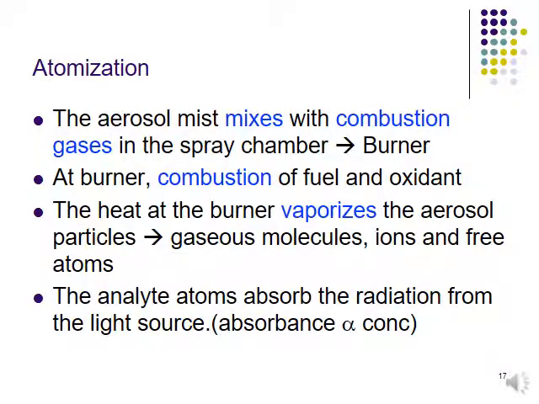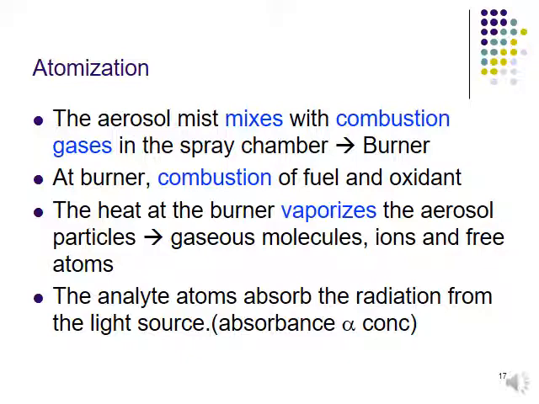Next, the aerosol mist mixes with combustion gas, like from the fuel. After that it will pass into the burner. At the burner the combustion occurs. At this stage the fuel and oxidant are the source of the combustion process. After that the burner will vaporize the aerosol particles and it will form gases, molecules, ions, and free atoms. This is the thing that we need.